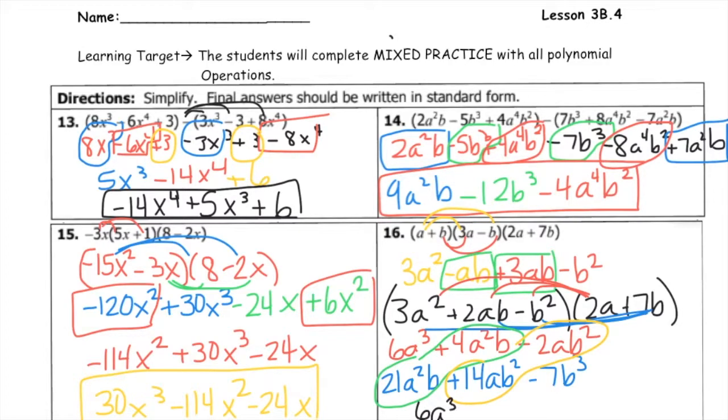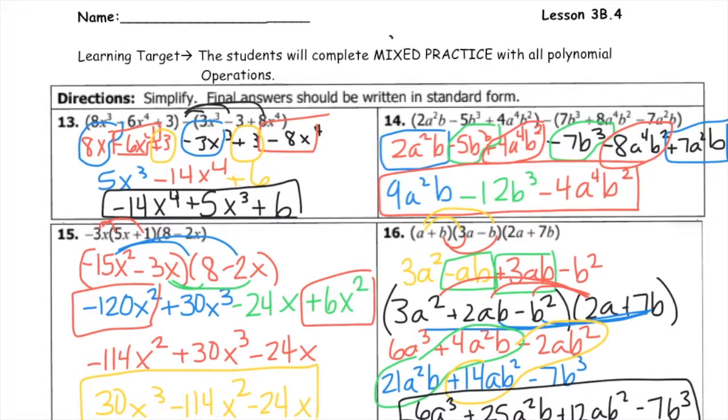So we have 6a cubed plus 25a squared b plus 12ab squared minus 7b cubed. All right, that's that one.